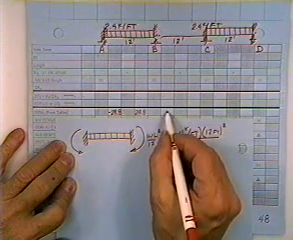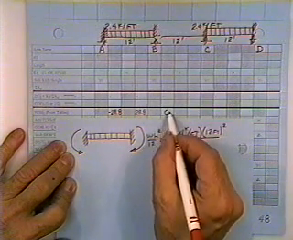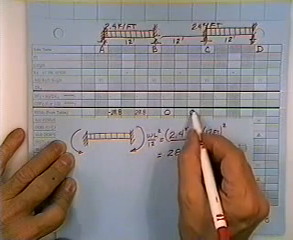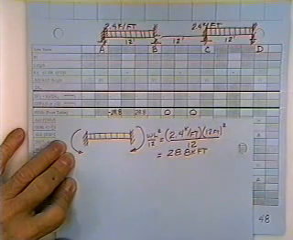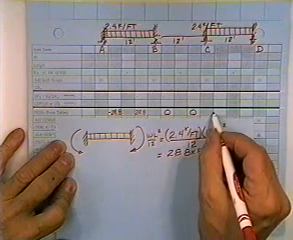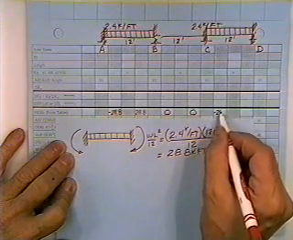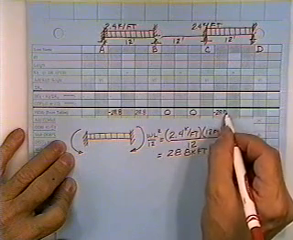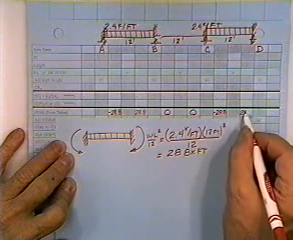BC, well, there's no load, so I don't have to look in the table. I simply put a 0 and a 0. CD is exactly like AB, so I'll enter minus 28.8 and a positive 28.8.